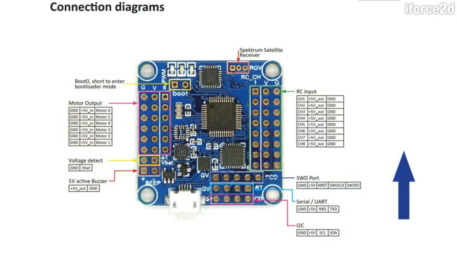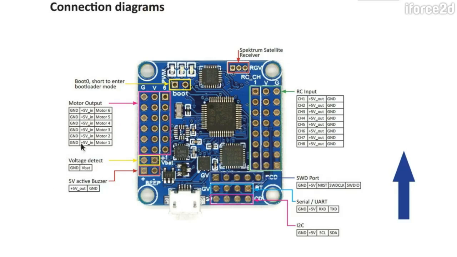So here's the diagram for that flight controller board. This one's called the Flip 32, by the way. It's getting a little bit old these days. I don't think they actually make it anymore, but I still have one. So I'll just quickly point out this stuff here. That's what we just looked at. And then over here we have motor outputs 1 through 6 and so on.